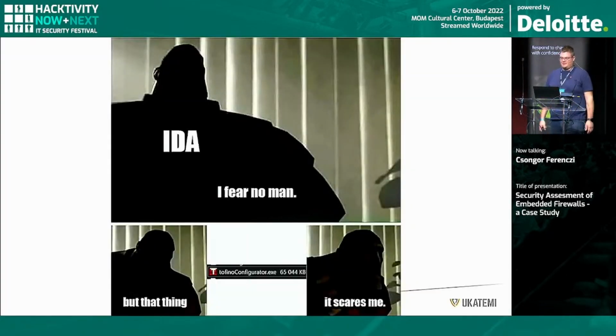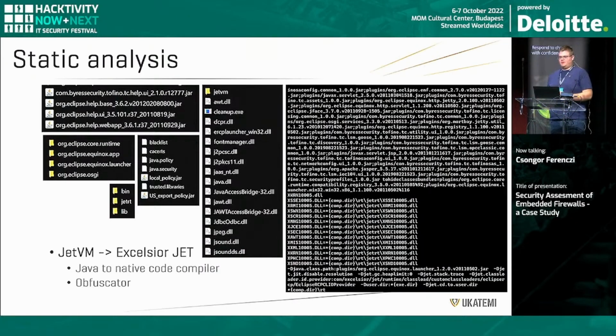The binary itself is 65 megabytes, which is large but not undoable. But unfortunately, IDA was unable to process it. So we dug into the configurator's files, looking for some clues why IDA may have got stuck, and we found a bunch of jar and other Java-related files. We also found a tool called JetVM, which, as it turns out, is a Java to native code compiler and an obfuscator. And unfortunately, there is no deobfuscator available for this tool, so we had to move to dynamic analysis.